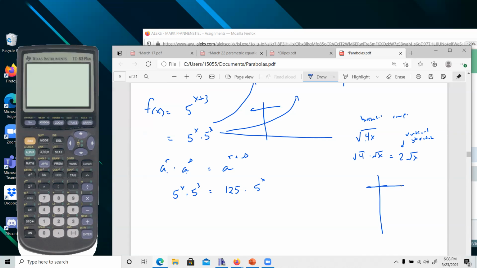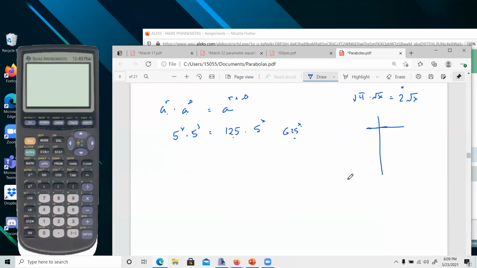You can't go off and say 125 times 5 is 625 to the x. Those are way different functions. That's not happening. So why can't you do that? It's because exponents happen before multiplication. So it's going to do this, and then we're going to take care of the 125. You can't say that's 625 raised to the x. That's not the same.